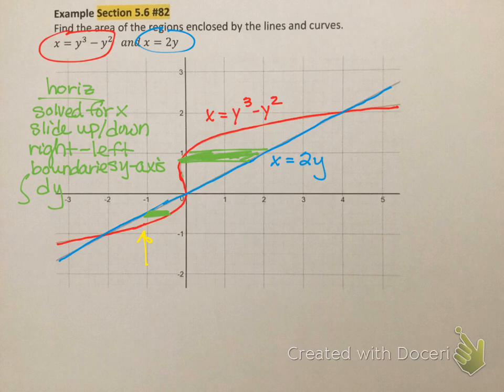So let's set up this yellow one first. So slide that in your head up and down. Do you see that your boundaries go from -1 to 0? When you do right minus left, okay, right is the red curve. It is y cubed minus y squared. Left, so here's right. Left is the blue curve, and it is 2y.